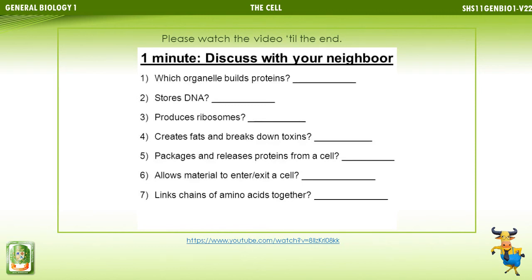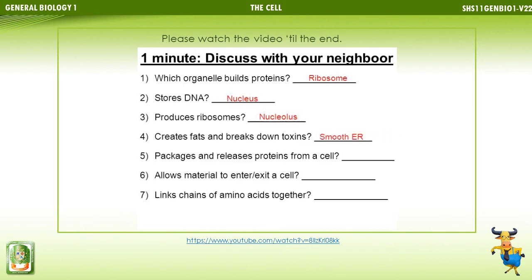So which organelle builds proteins? I hope you know that's a ribosome. Which organelle stores DNA? Well, that's the control center called the nucleus. Which organelle produces ribosomes? Well, that's the nucleolus. It's found inside the nucleus. Which organelle creates fats and breaks down toxins? Well, that's the smooth ER.